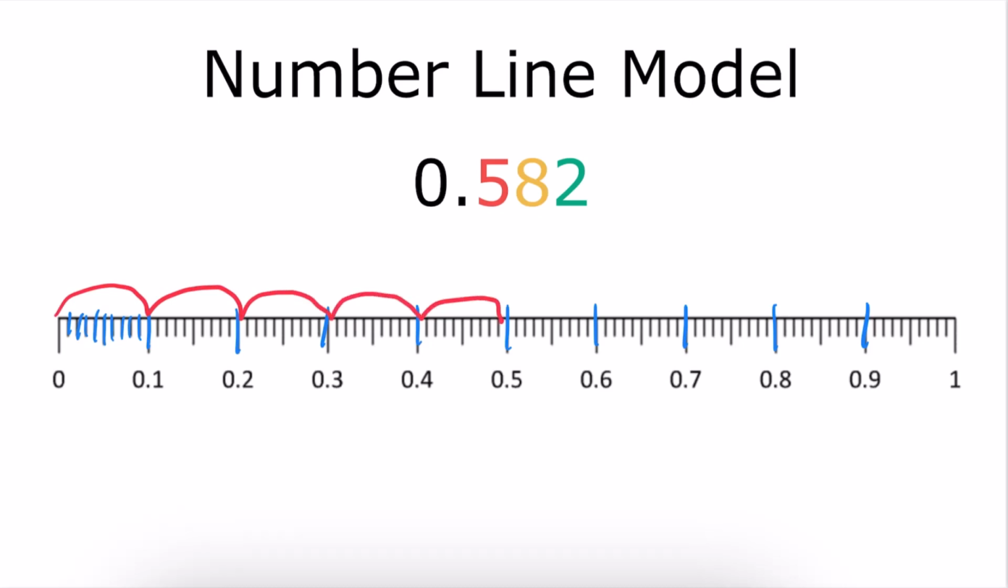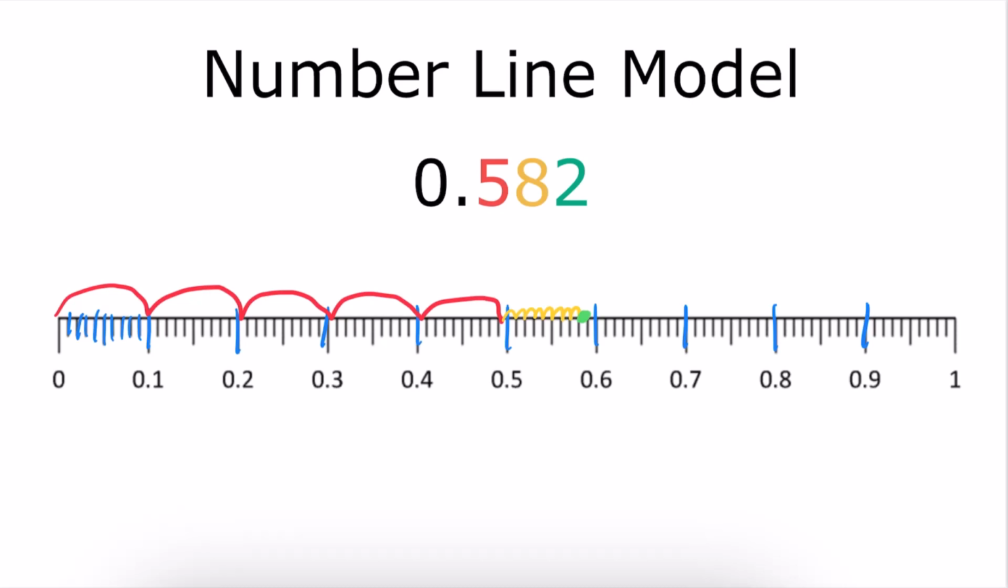And so to model this decimal 0.582, I would go 1, 2, 3, 4, 5 tenths, then 1, 2, 3, 4, 5, 6, 7, 8 hundredths, and then 2 thousandths, which you can't really see very well because they're really tiny, but you'd get a point about right here. And that would represent the decimal 0.582, which we read as 582 thousandths.